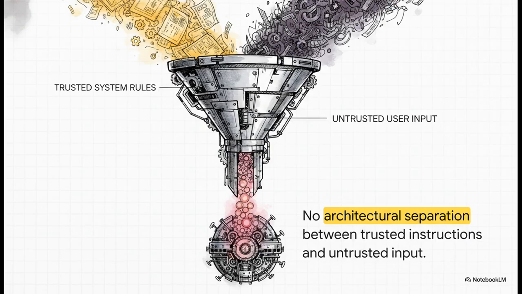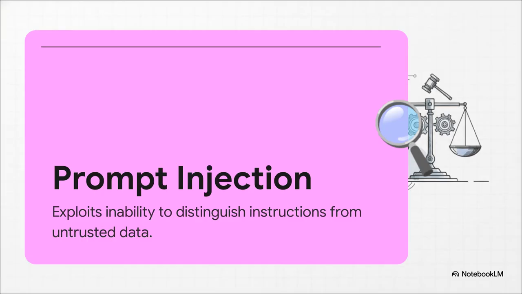The model computes a mathematical relationship between every single word you feed it, and here's the absolutely crucial point. Because it processes everything together, the model essentially cannot tell the difference between a developer's strict system rules and a user's completely untrusted input prompt. There is literally no structural wall separating the two. And well, because that wall doesn't exist, we get prompt injection.